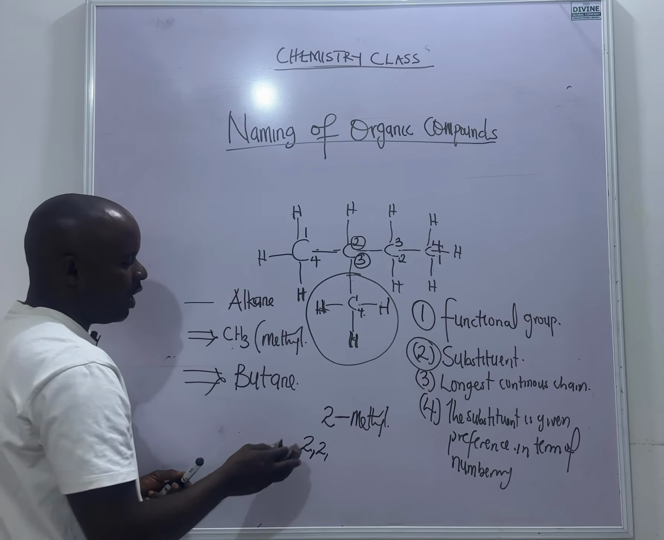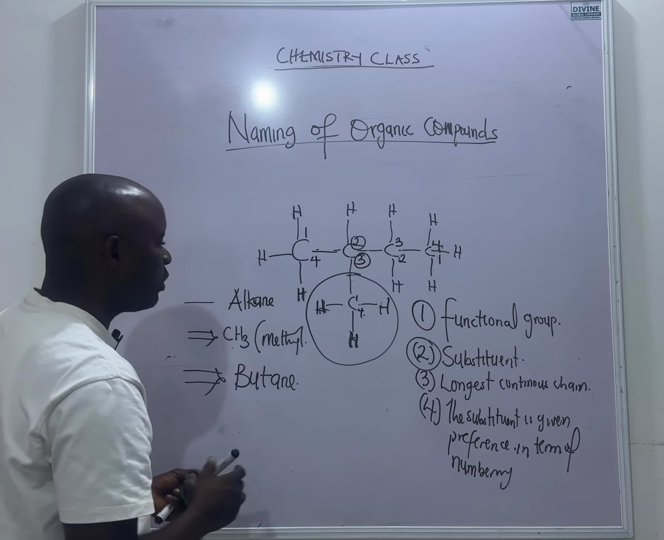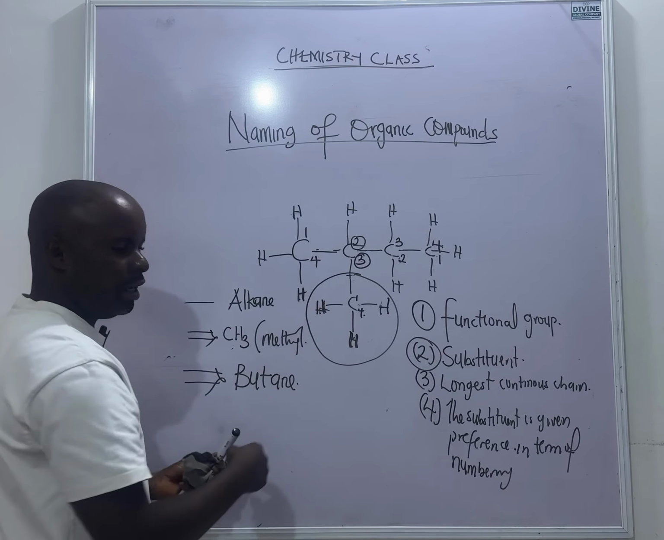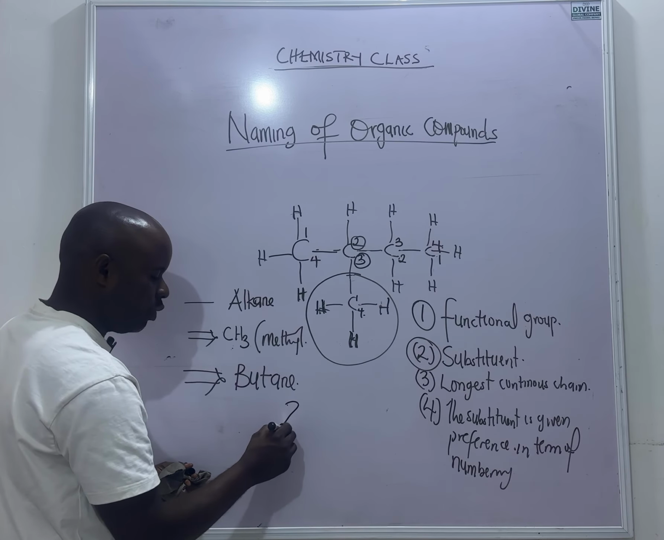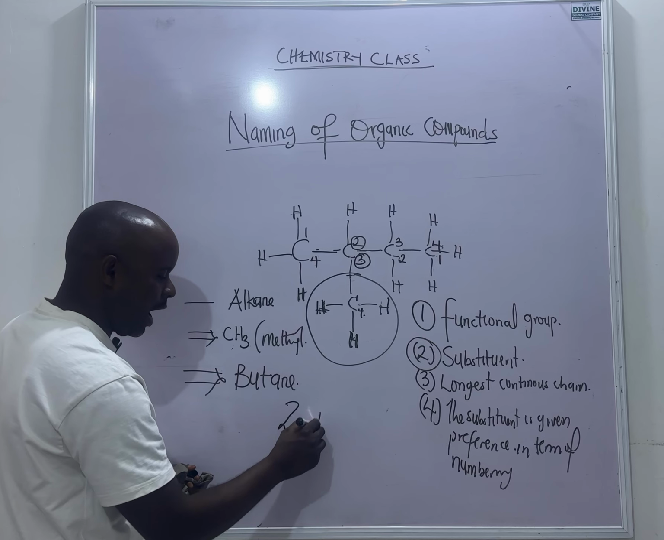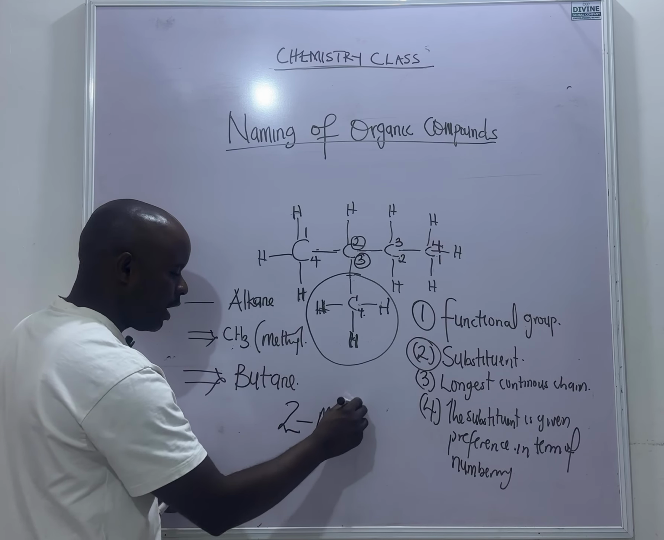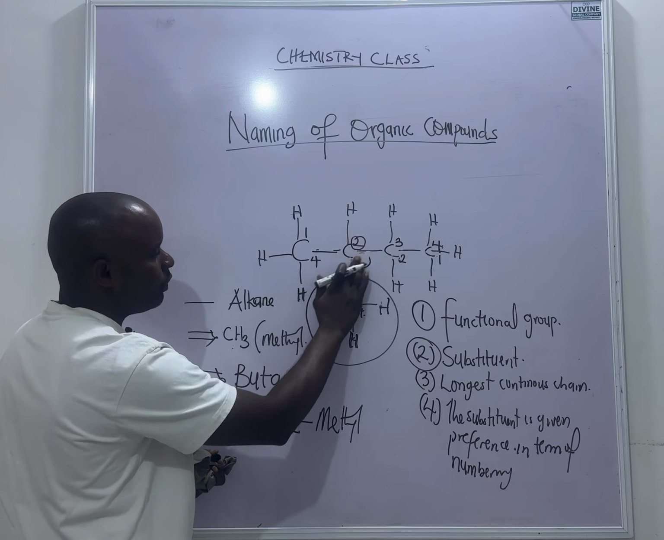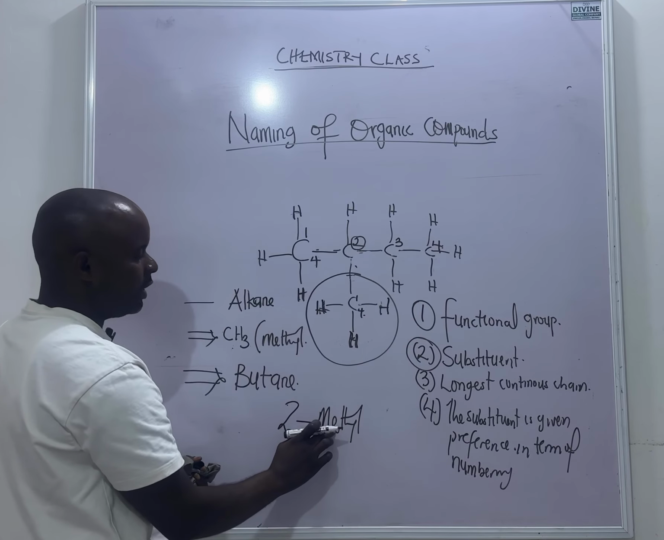So by so doing, if you are able to name, let's name this simple compound. In here, we must give preference to this substituent, which is giving us carbon 2. We say we have 2-methyl. At carbon 2 we have 2-methyl.